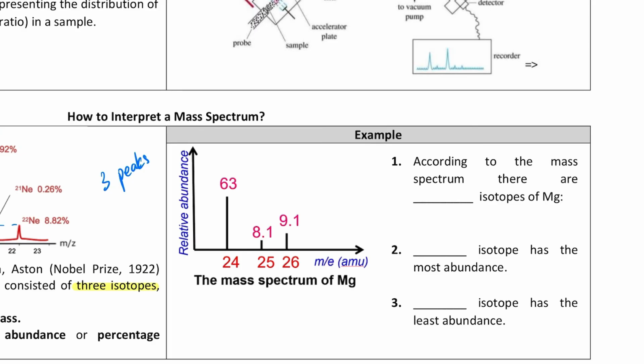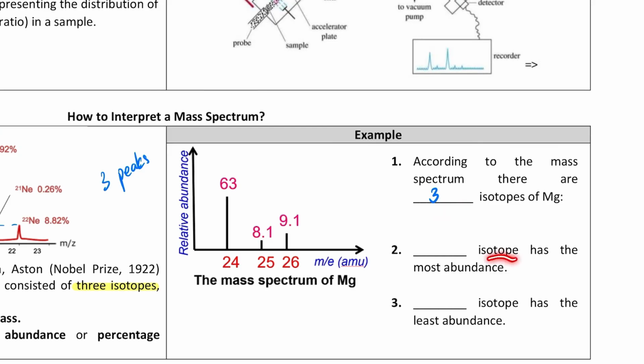Then according to the mass spectrum, there are berapa isotope of magnesium? Saya cakap tadi, number of isotope is determined by the number of peak. There are 1, 2, 3 peaks. That means the answer here adalah kita ada 3 isotope of magnesium.